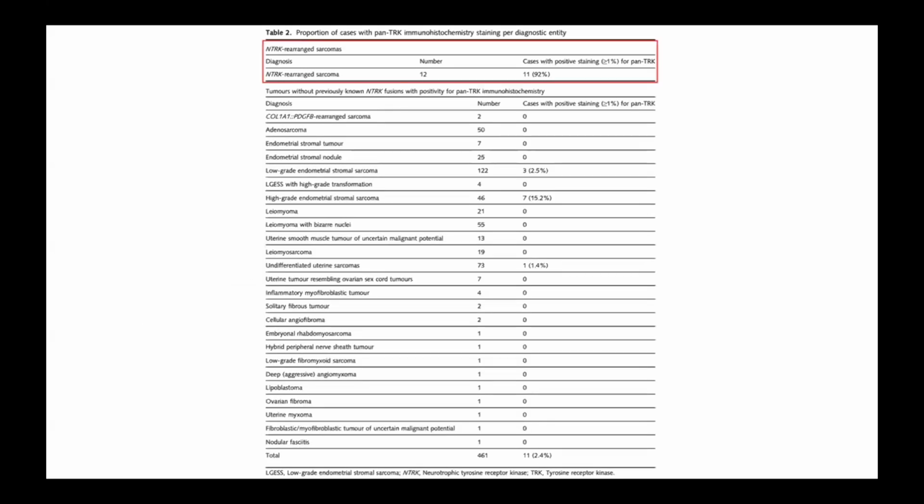So this is a busy table, but we'll just go through it. This is showing the 12 known NTRK rearranged sarcomas, and that 92%, or 11 of them, were positive. These are all the entities that were included in this study. You can see most of them are adenosarcomas, endometrial stromal tumours and sarcomas, and smooth muscle tumours as well. Out of all of those entities, the only ones that showed Pan-Trk IHC positivity were the low-grade endometrial stromal sarcoma, high-grade endometrial stromal sarcoma, and undifferentiated uterine sarcomas.